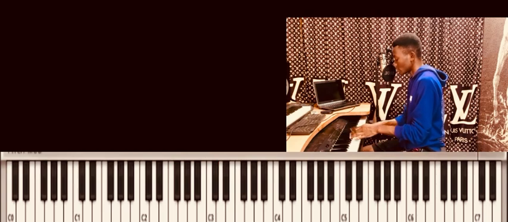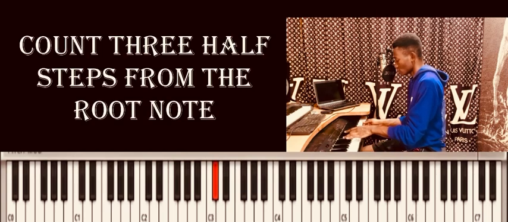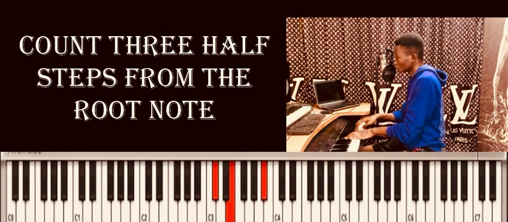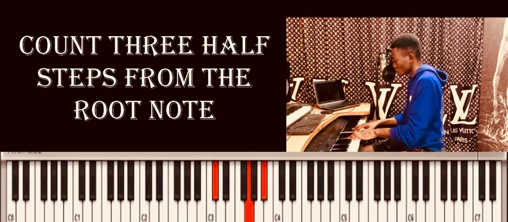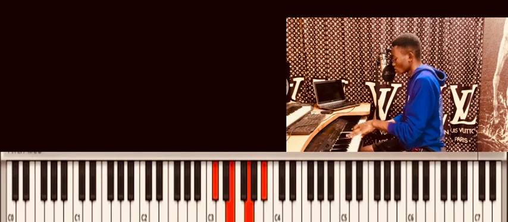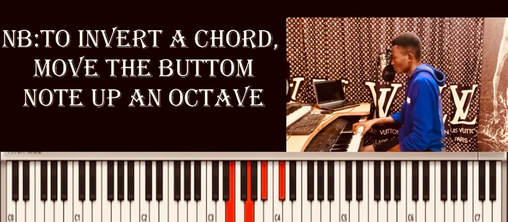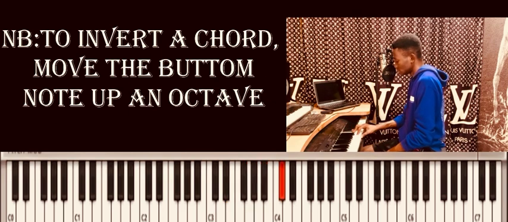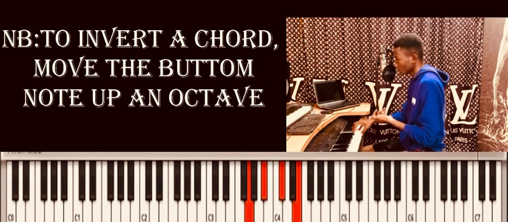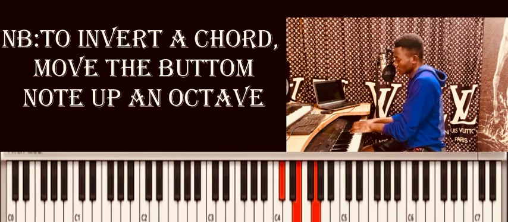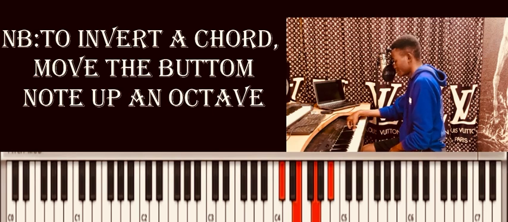So if we take C sharp, let's count the half steps. 1, 2, 3, 1, 2, 3, 1, 2, 3. We have C sharp diminished. If we find the inversions of this C sharp to the other C sharp, we have E diminished. If we reinvert it again, from E to the other E, we have G diminished. From G to its octave, we have B flat diminished. From B flat to B flat again, we are back to C sharp diminished.